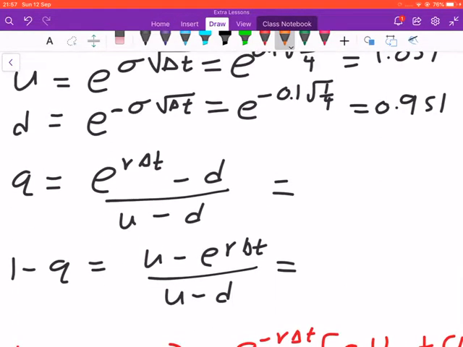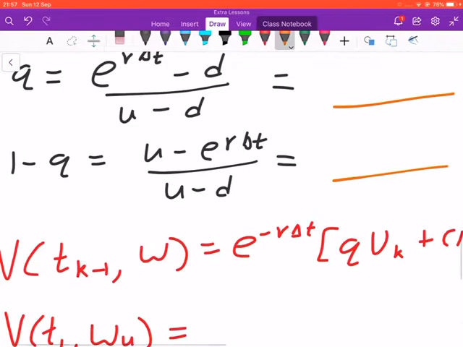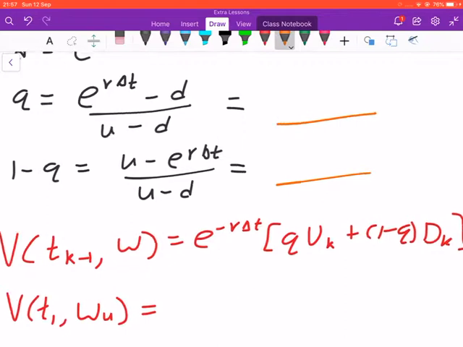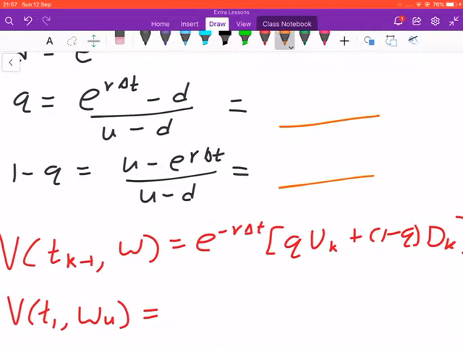So first of all, you need to find your Q, which is your risk neutral probability. You can find your risk neutral probability using this formula over here. And then you're going to use this formula, which we have proved. No, we didn't prove it, but you can use this formula. You basically multiply the value of the option at each node, so it has both up and down state, and then you discount it to the previous period.